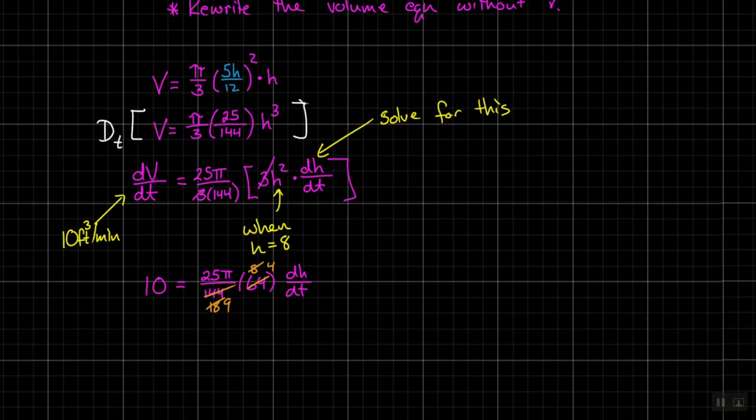And as we view this, let's just see if I clean up one little line of work, what do we have now? I get 10 equals, what's 25 pi times 4? One more time. 100 pi over, what's the only thing left in my denominator? 9, and we're still multiplying by dh dt.